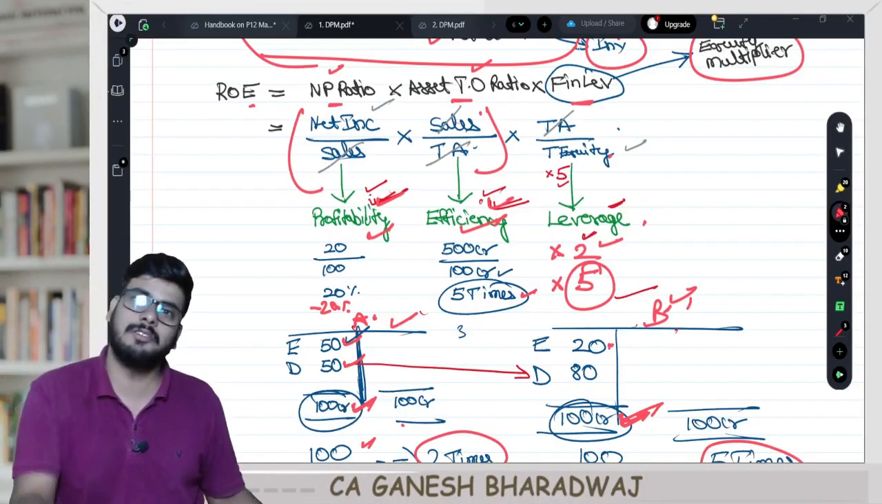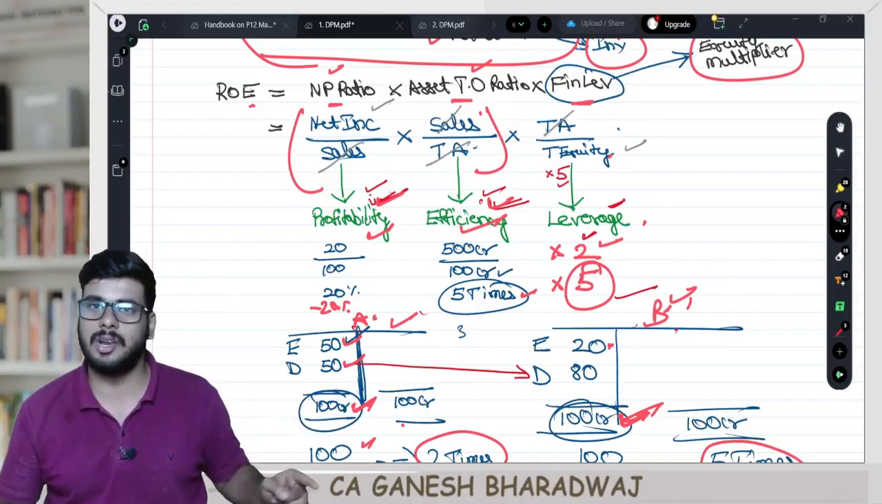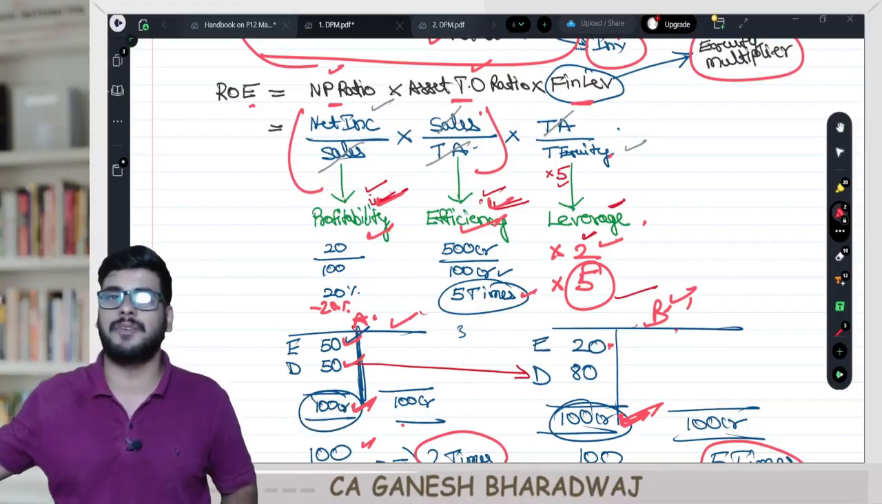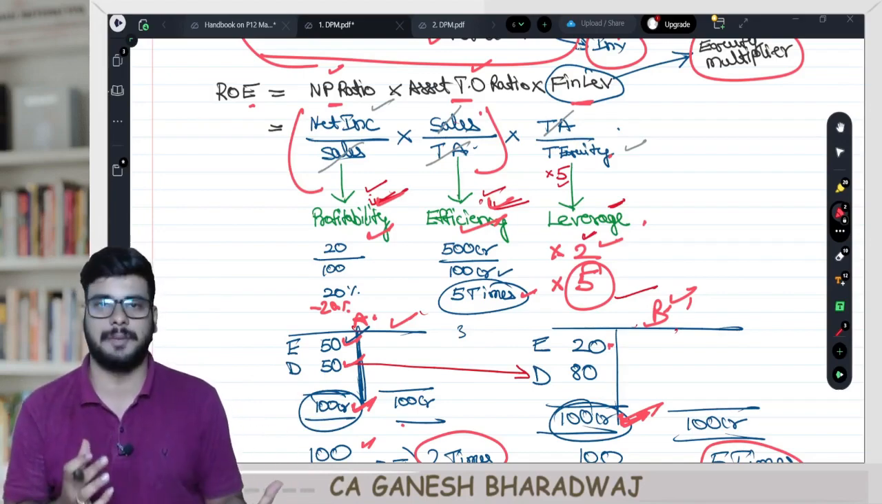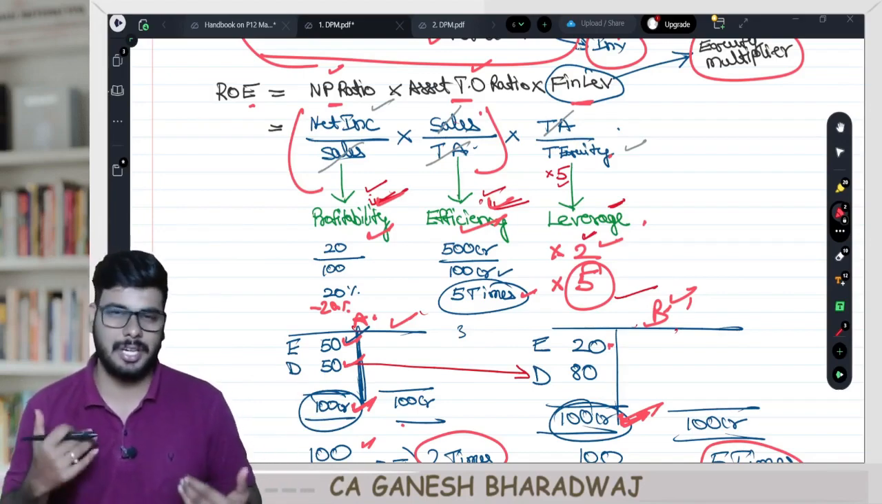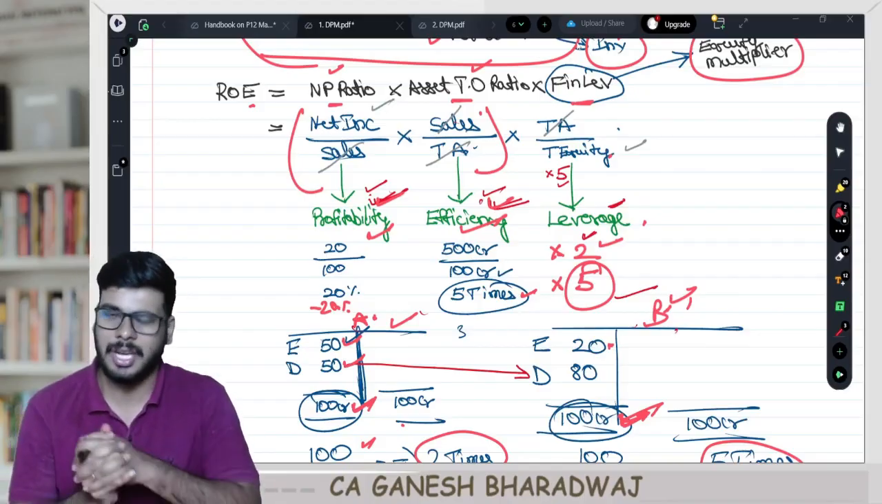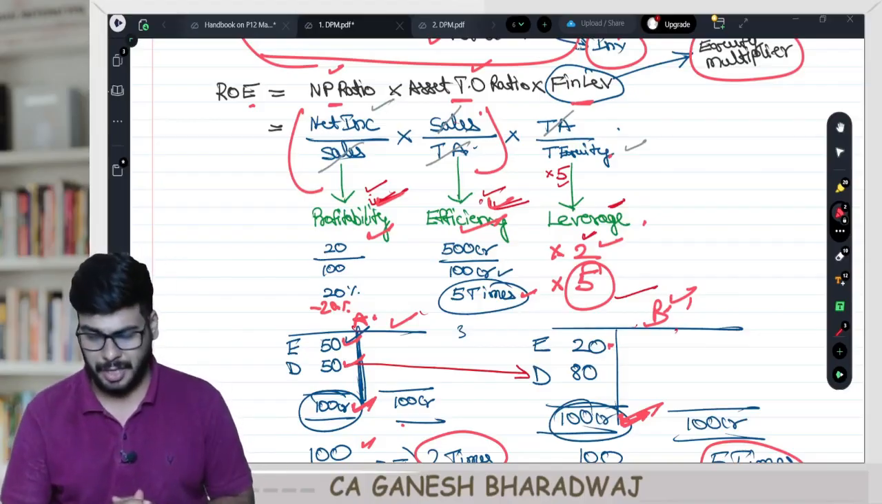If there is a profit, it will magnify your profit. If there is a loss, it will also magnify the loss. Hence, leverage is considered to be risky. Right? Leverage is generally an indication of financial risk. This is what is getting covered under financial management.